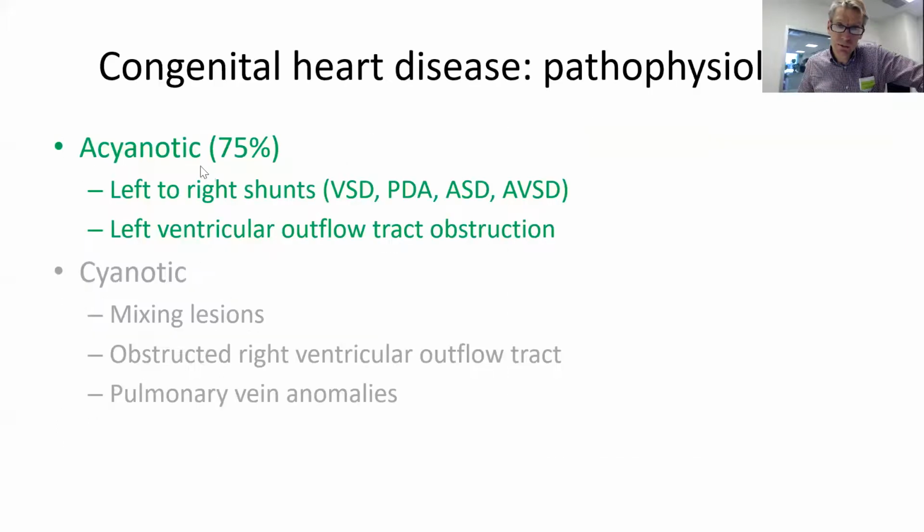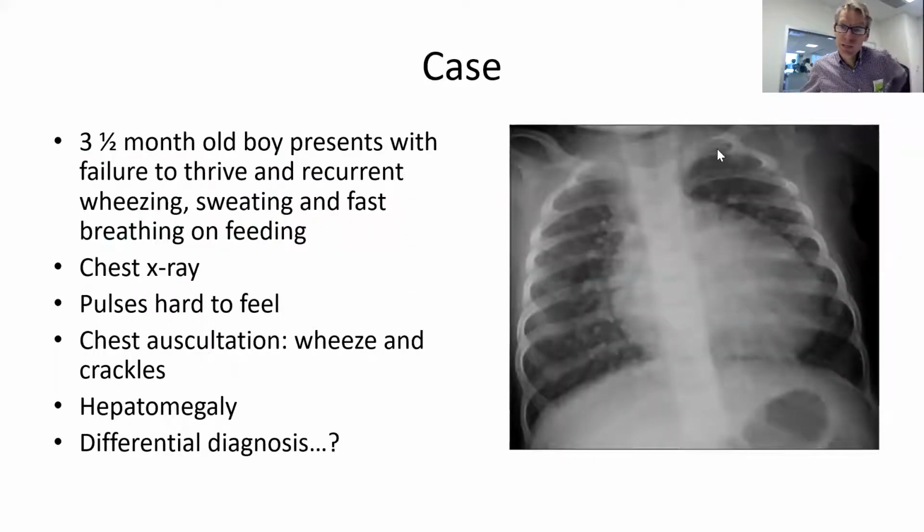There are really two types of acyanotic heart disease, and that's either a large left to right shunt or left ventricular outflow tract obstruction, and we'll talk about this today as well, left ventricular outflow tract obstruction. All right. So last week I gave this case as an example.